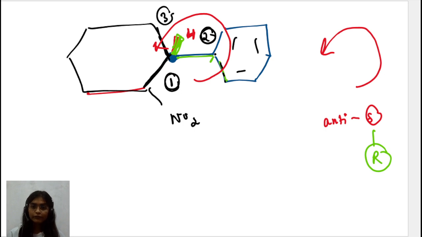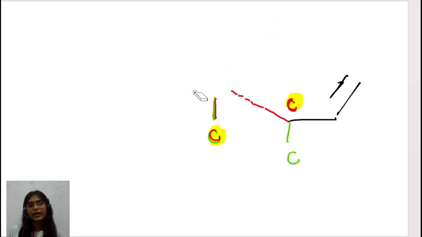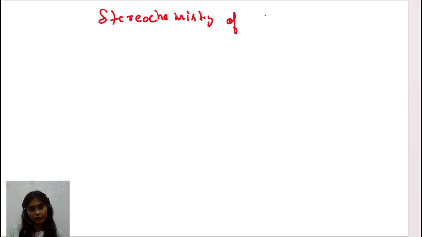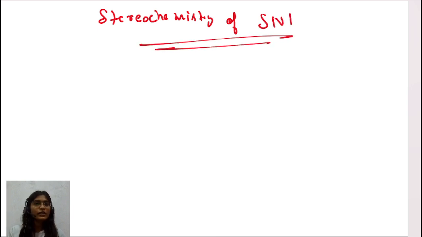Okay then, so let's continue further. Now let's talk about the different kinds of cases, SN1 mechanism, stereochemistry, right? So today's class topic of discussion is what? Stereochemistry of SN1 mechanism. In the previous class, we discussed that it's a two-step reaction.